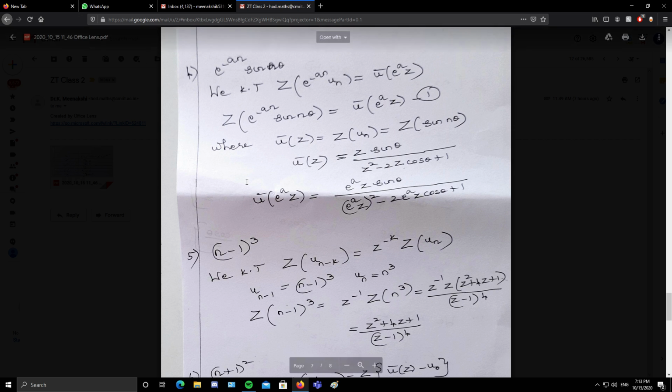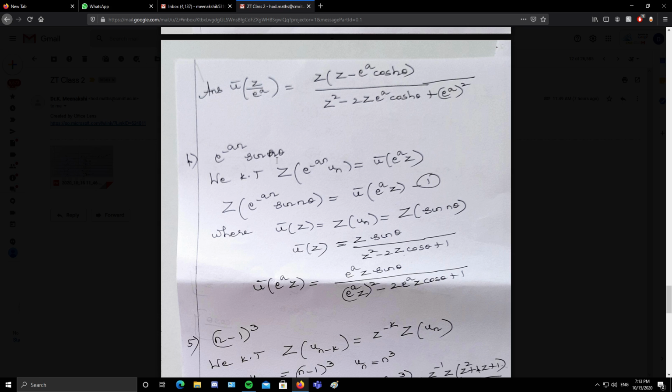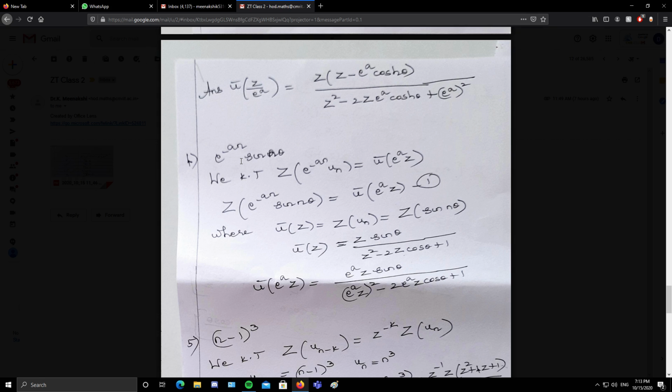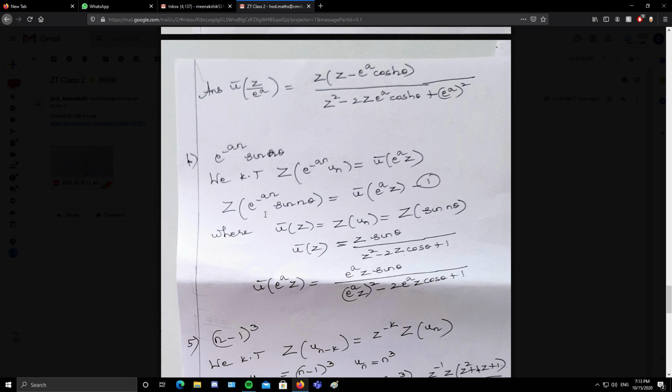Now we have another problem from the second damping rule: e bar minus a n sin n theta. Whenever you have a product, it will be the damping rule. Whenever you have to find the transform of a product, it is from the damping rule. So start with the property Z of e bar minus a n un equals u bar of e bar a z. In place of un you have sin n theta. So Z of e bar minus a n sin n theta equals u bar of e bar a z, and that is the answer.